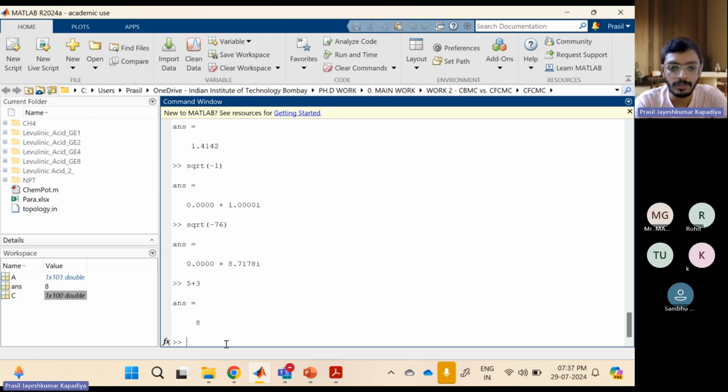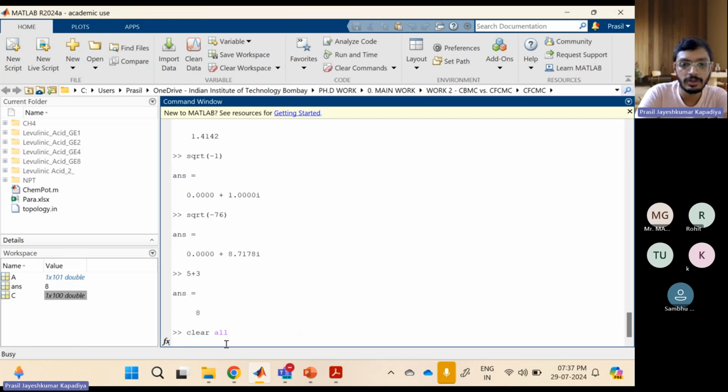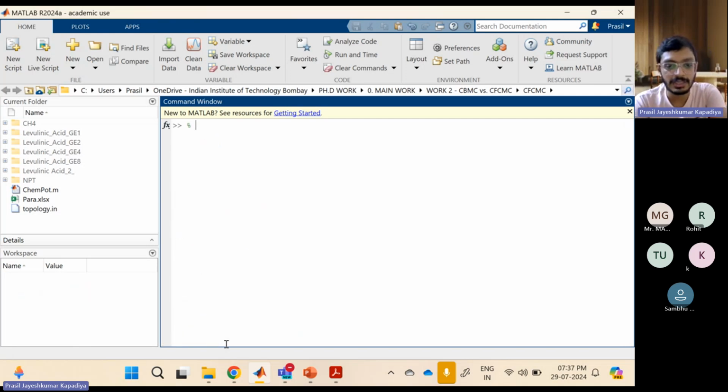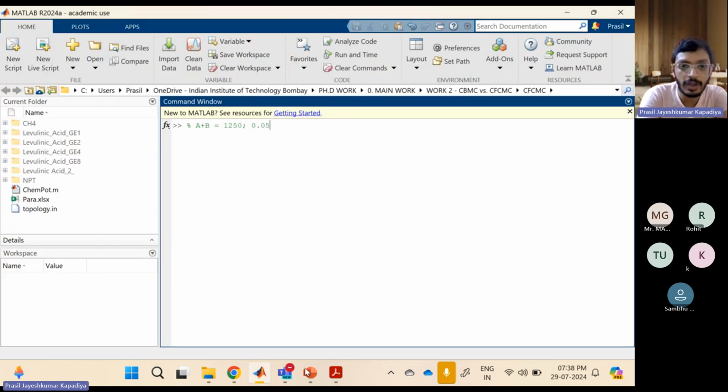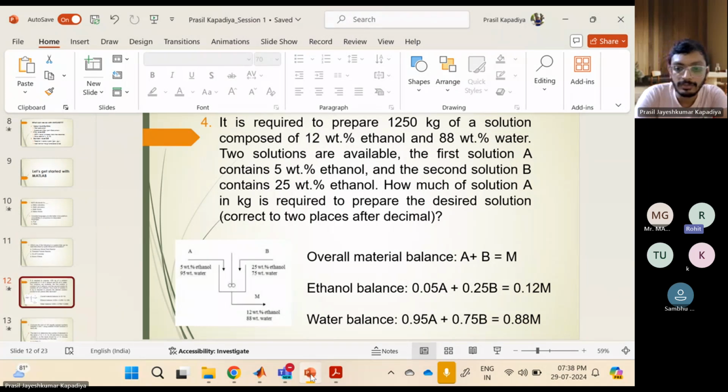So let's say, this symbol is used for comment. Okay, let me first clear everything. Let's say my first equation is a plus b is equal to m, that is 1250. And my second equation, can anyone tell me what is the second equation? 0.05a plus 0.25b is equal to 0.12 m.